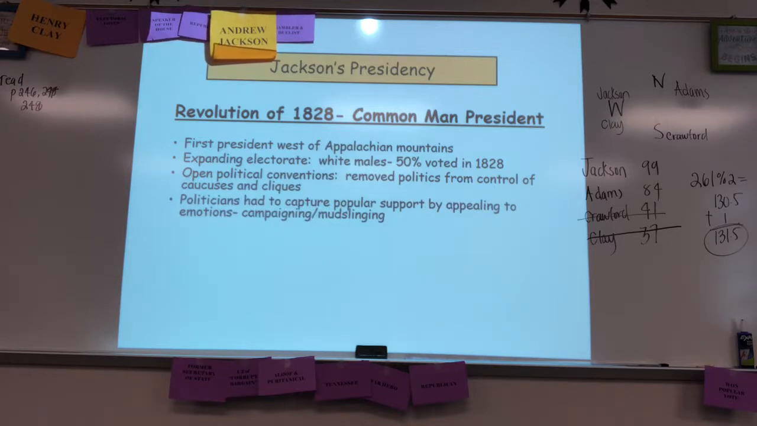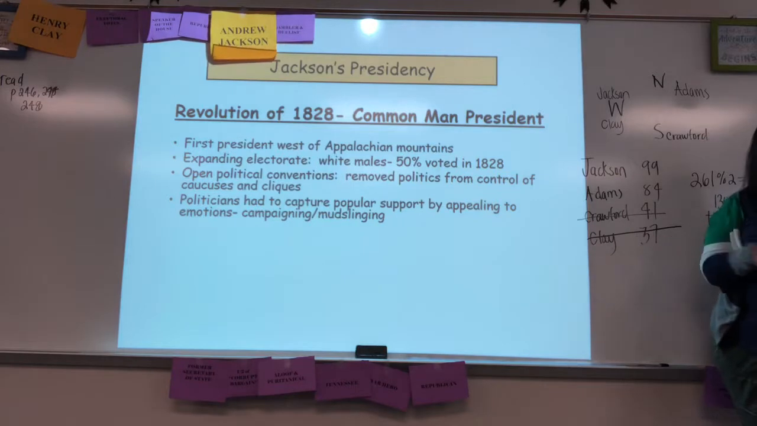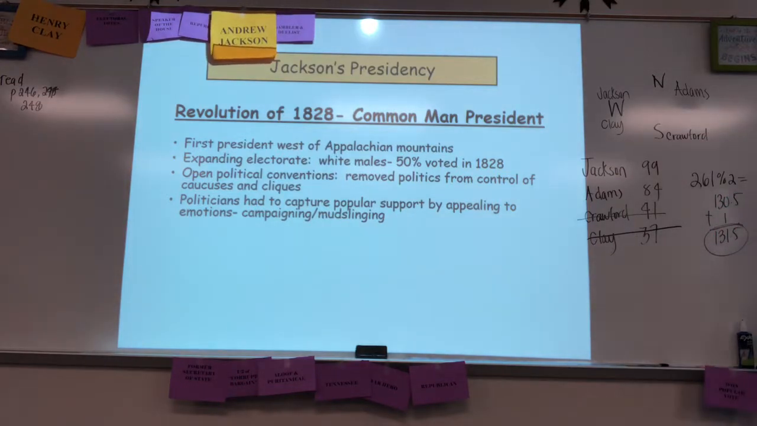We also see politicians had to capture support by appealing to the emotions of the people. Did people latch on to this mudslinging? Yes. Did they want to know more about Adams? Did they want to know more about Jackson's dirt? And don't we see this every single time someone runs in politics? That they try to bring up the dirt of the other guy? And it's this selection that brings up, let's bring out everybody's closets, their skeletons.